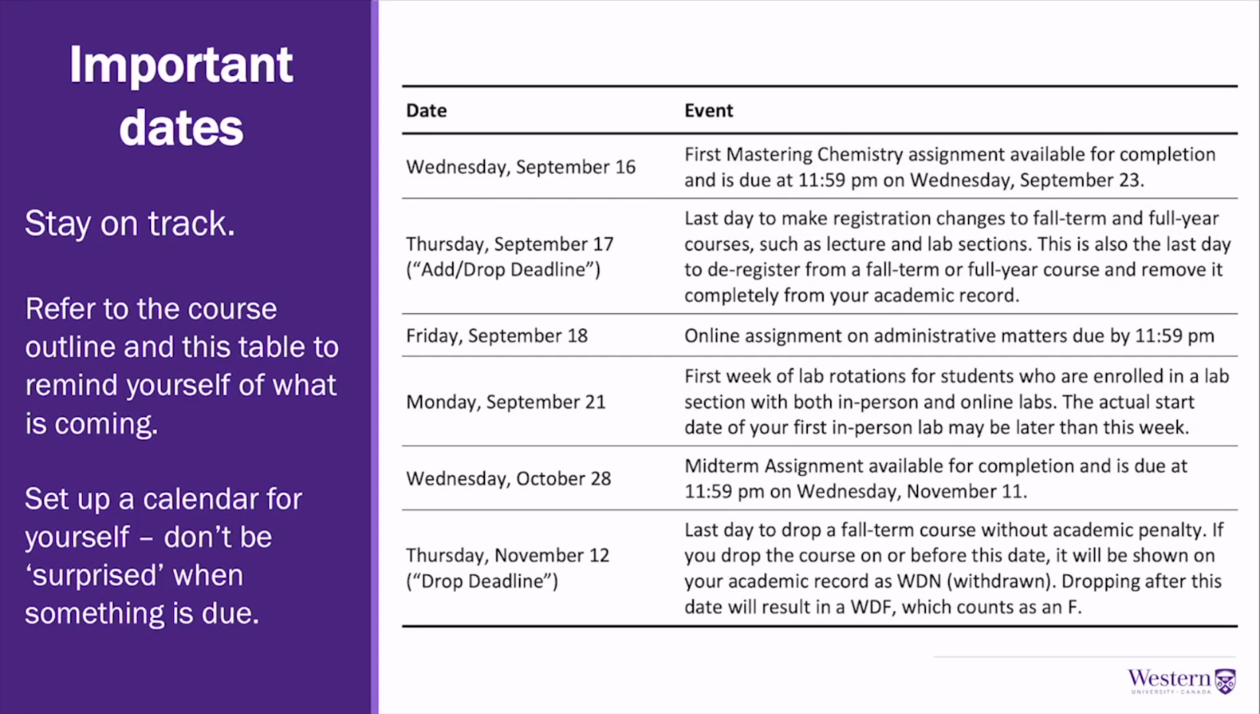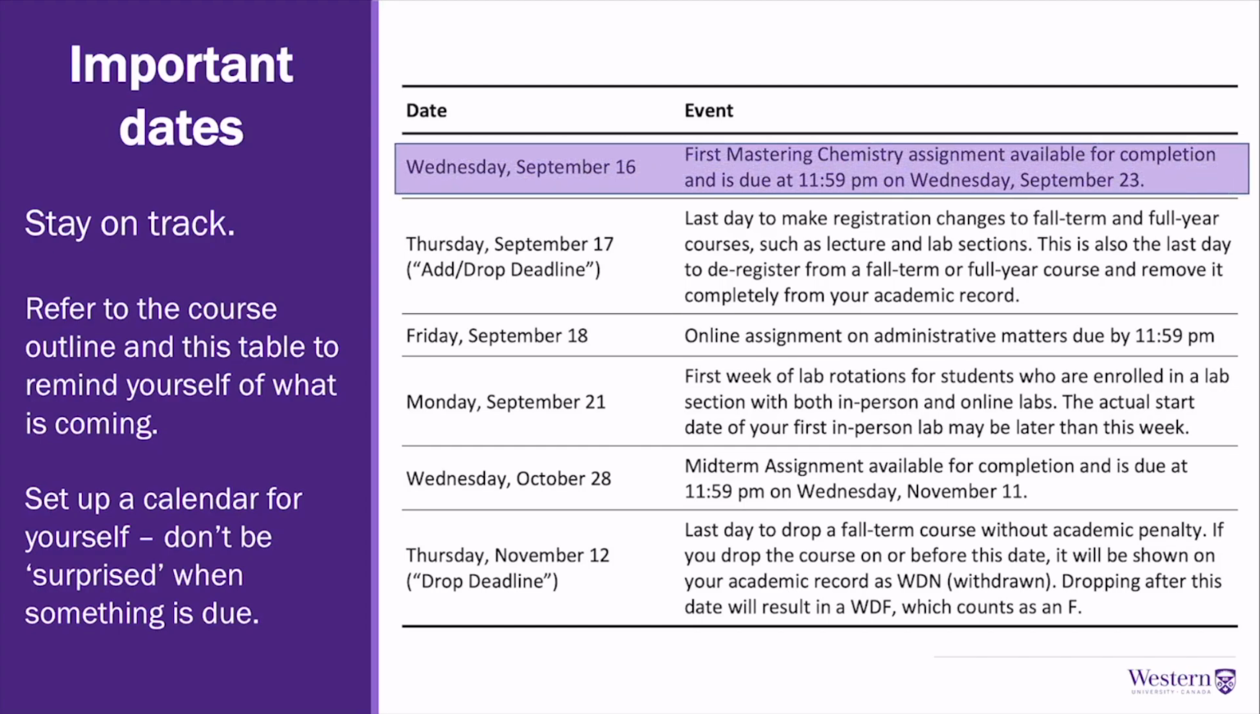Okay, a couple of important dates, but some advice as well. Number one, stay on track. I already highlighted this, but refer to the course outline as often as possible. Refer to things like this table to remind yourself what is required and what is coming down the pipe for you in Chem 1301 or any course. There's lots and lots of self-help scheduling software out there. Choose one, implement it so that you're not surprised when something comes due.